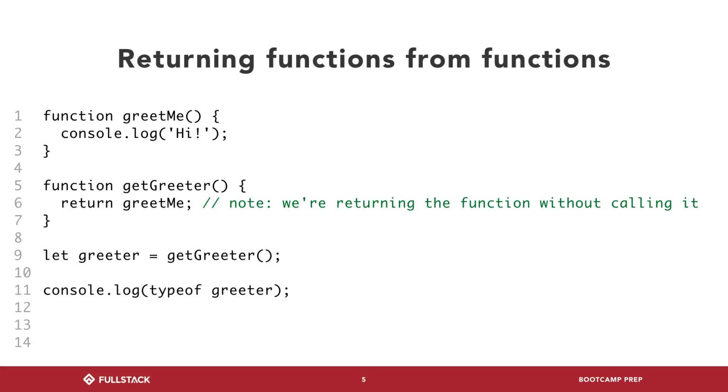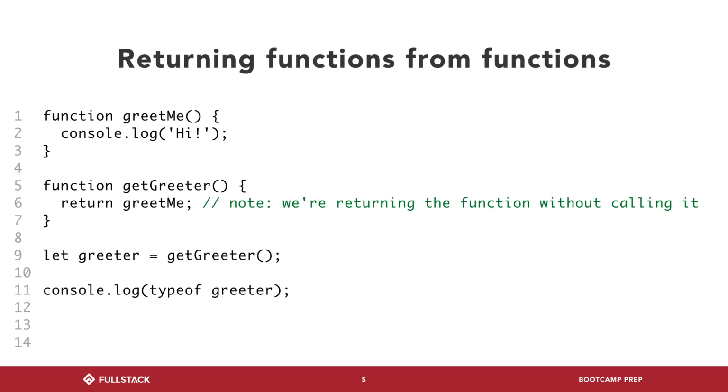Here, on line 1, we define a function called greetMe. It logs out something very silly, but right now it is a function. On line 5, we have a function called getGreeter, and in the body of the function, we're returning greetMe. Notice how when we return greetMe on line 6, there are no open and close parentheses after greetMe, which means we're not returning the function after we invoke it.